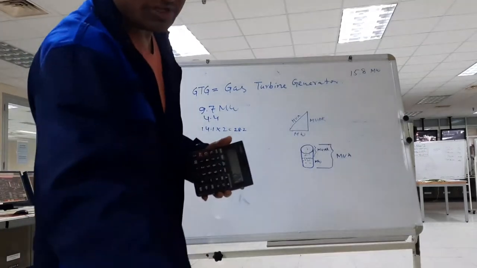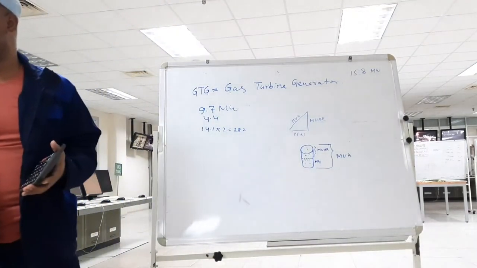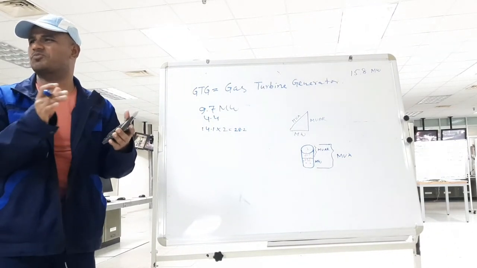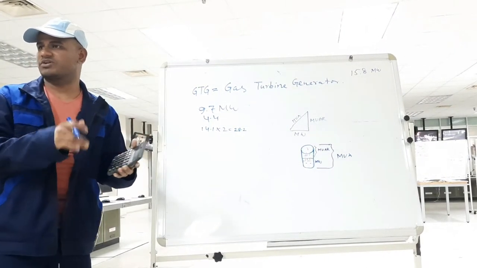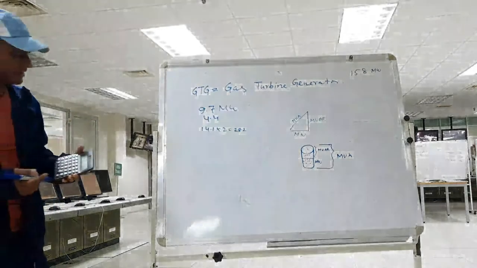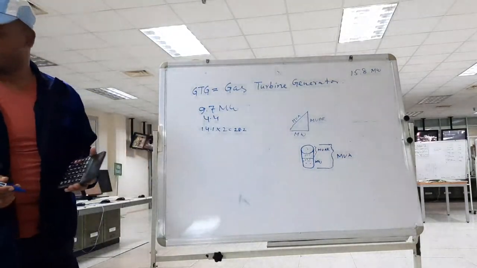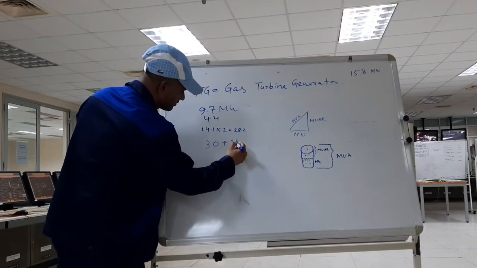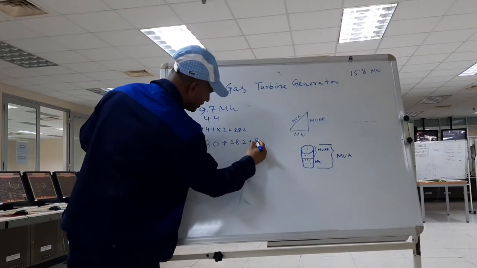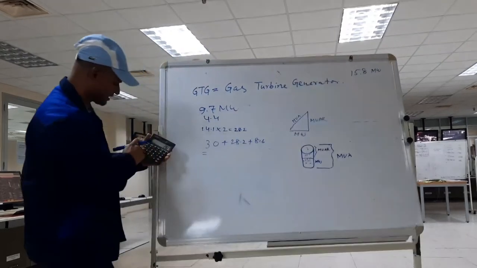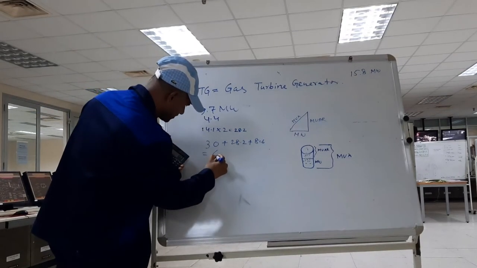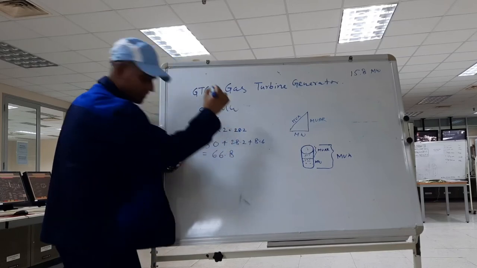Now, how much power does the ammonia plant require? For one train, 4.3, so for two trains total 8.6. So how much is the total? Utility 30, urea 28.2, and ammonia 8.6. 30 plus 28.2 plus 8.6 comes to around 66.8 megawatt.